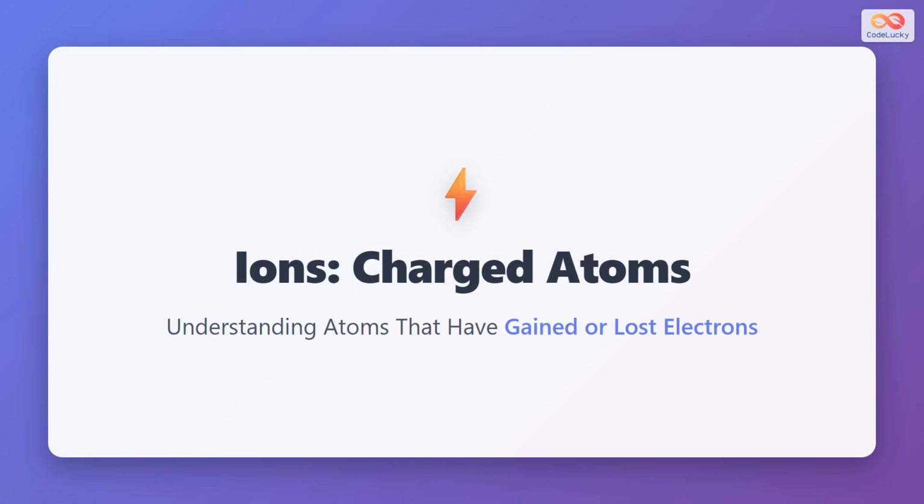Welcome to this lesson on ions. Ions are a fundamental concept in chemistry that help us understand how atoms behave and interact with each other. Today, we'll explore what happens when atoms gain or lose electrons, transforming them into charged particles called ions. This knowledge is essential for understanding chemical bonding, reactions, and many processes that occur in nature and our daily lives.